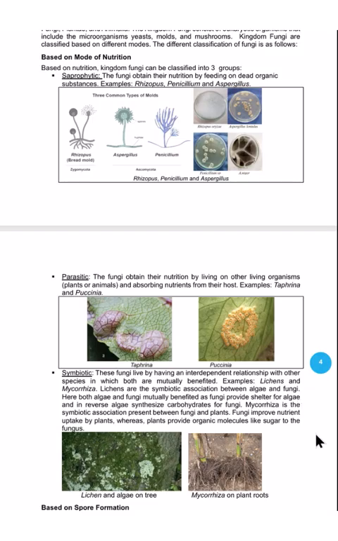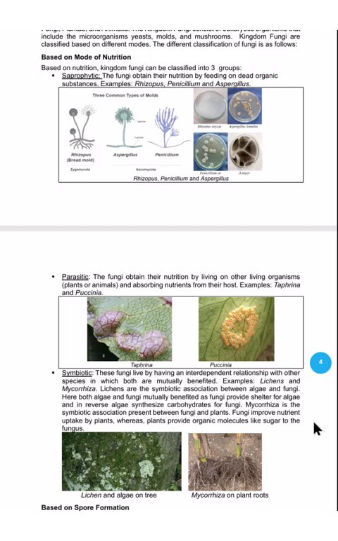Mycorrhiza is the other type of fungi that has a symbiotic relationship with plants, and as you can see here in the photo, they are growing on the roots of plants, and this helps the plant to increase the surface area of the roots and helps in the absorption of nutrients by the plants.